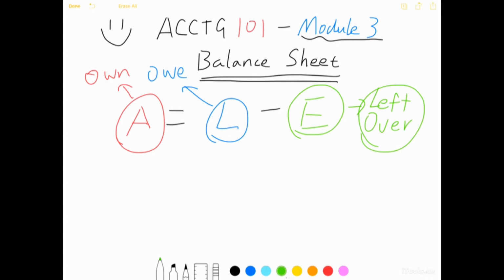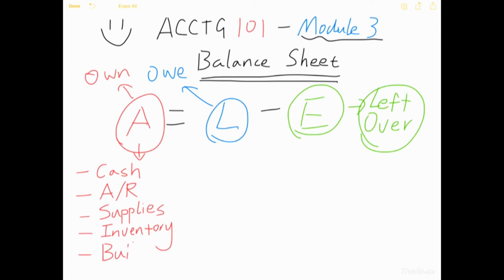So if we think about assets, anything you own can be an asset. This can include, say, cash. Cash is the money that you have in your bank. Accounts receivable are the money that your customers owe to you when you sell your goods and services on credit, and supplies, that's your current assets. Inventory is the stock that you have in your business, and buildings are the non-current assets of your business. That's only one example. There are a lot of them.